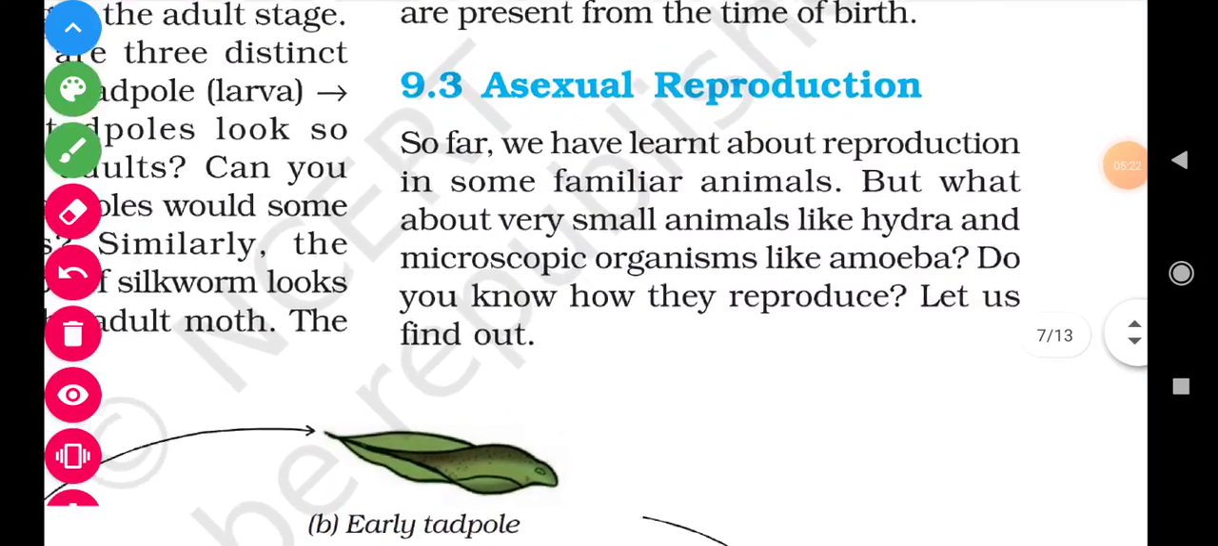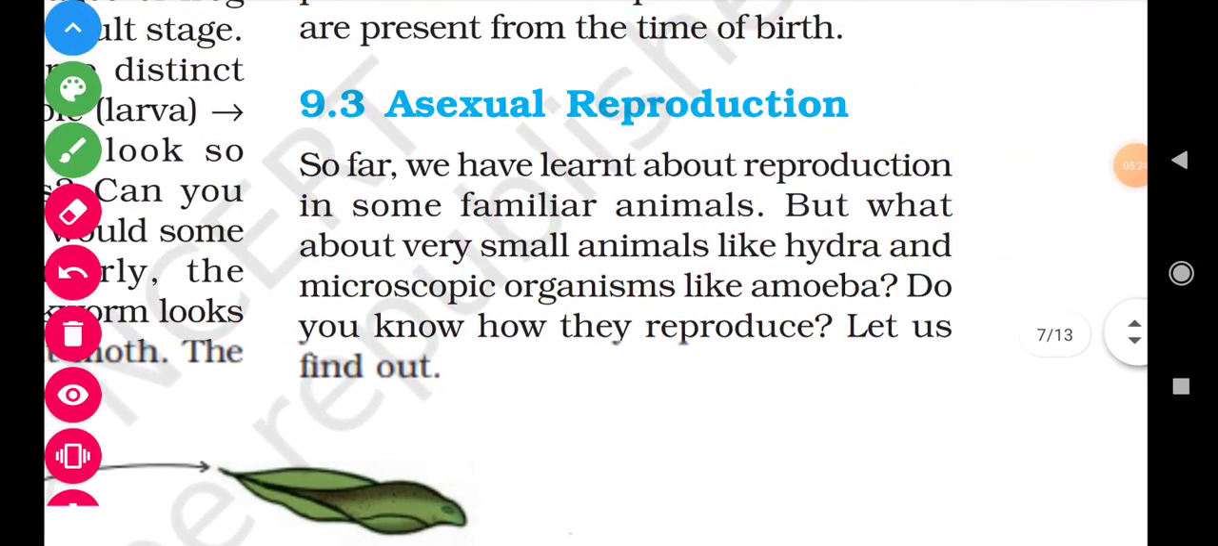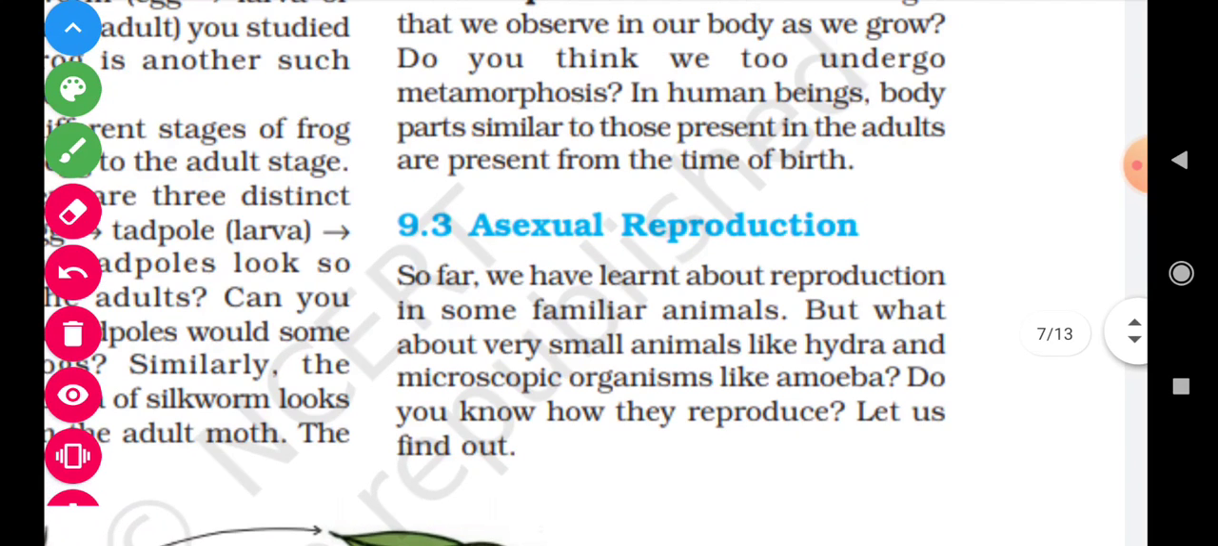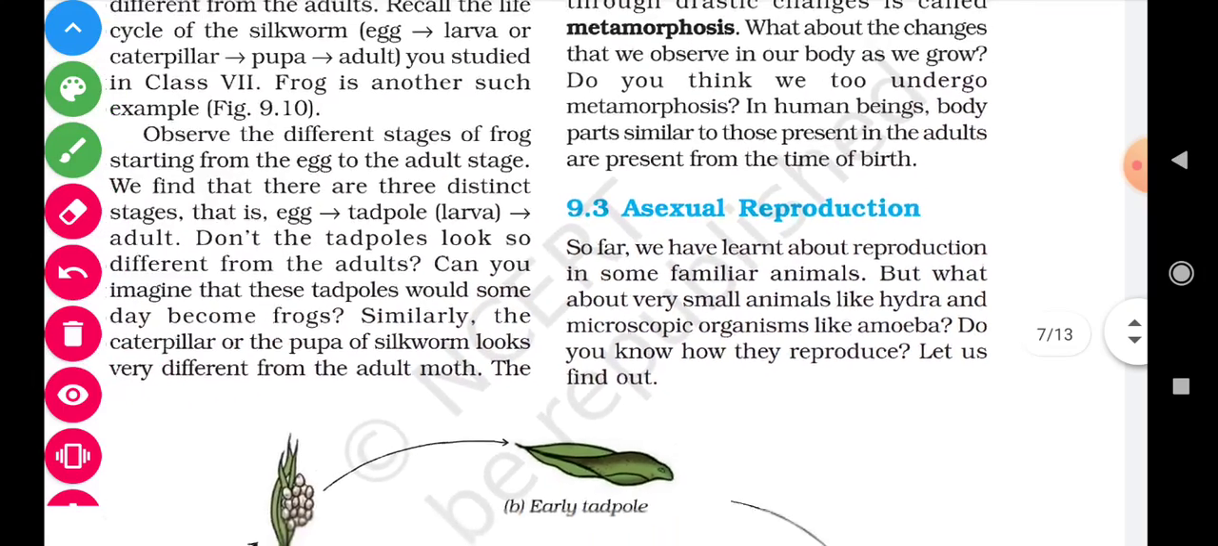Then after, the second type of reproduction is asexual reproduction. So far, till this time, we have learned about reproduction in some familiar animals. But what about very small animals like Hydra and microscopic organisms like Amoeba? Do you know how they reproduce? Let us find out.